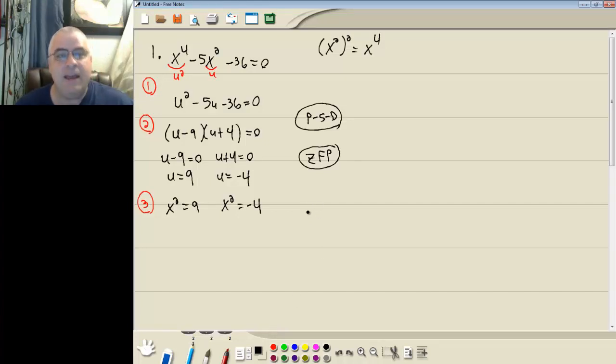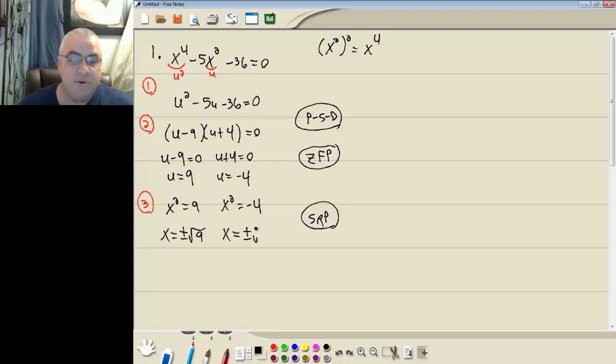This one, whenever you have something squared equal to something else, the square root property comes in handy. Square root property says if you got something squared equals something else, you drop your squared, you put a plus or minus square root on the other side.